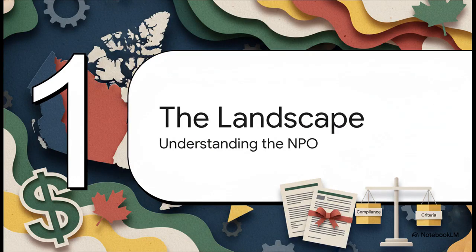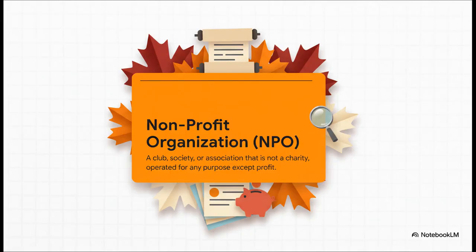Okay, let's kick things off with Section 1. Before we even think about filling out a form, we have to be absolutely crystal clear on who we're talking about. So, what exactly is a nonprofit organization in the eyes of Canadian tax law? Well, the official definition is pretty specific. And the most important part, the phrase you really need to burn into your memory, is "any other purpose except profit." That's the heart of it all.